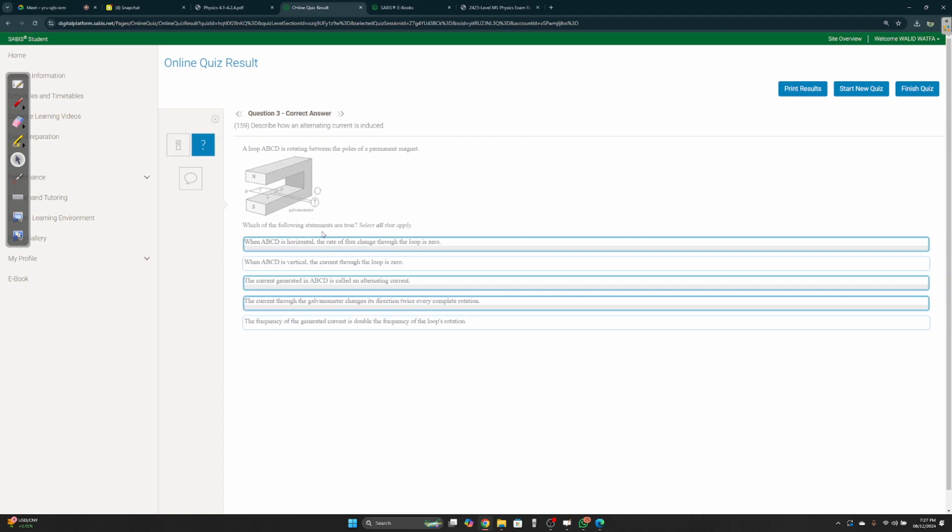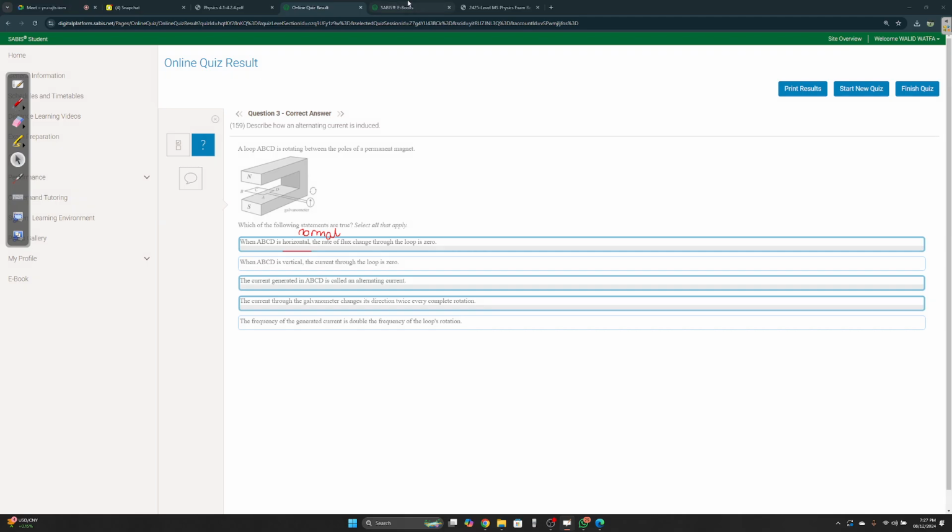Question 3. Which of the following statements are true? A loop ABCD is rotating between the poles of a permanent magnet, going counterclockwise. When ABCD is horizontal, the rate of flux change through the loop is 0. Yes, because when it's horizontal, that's when it's normal.